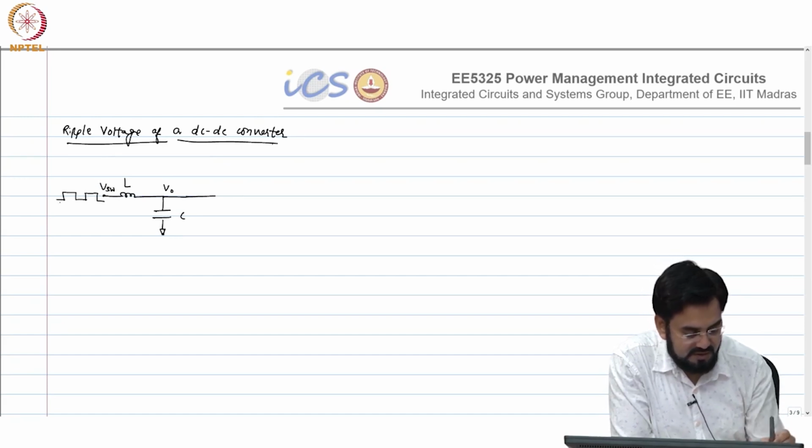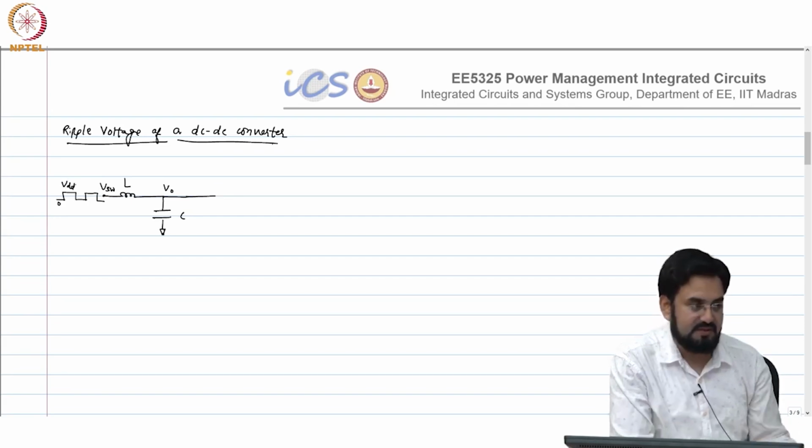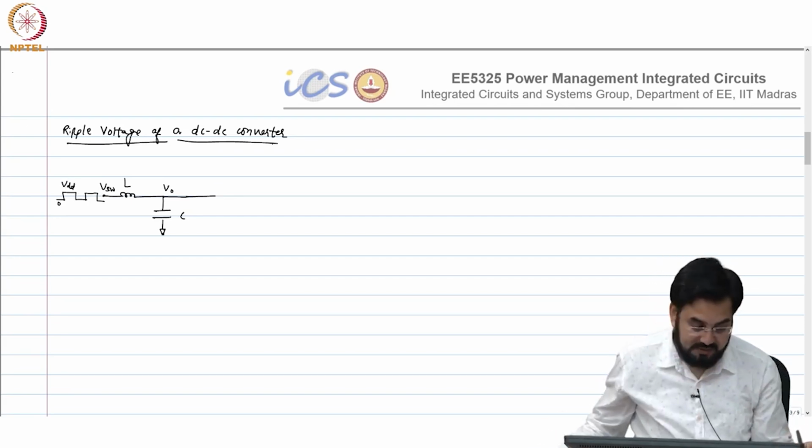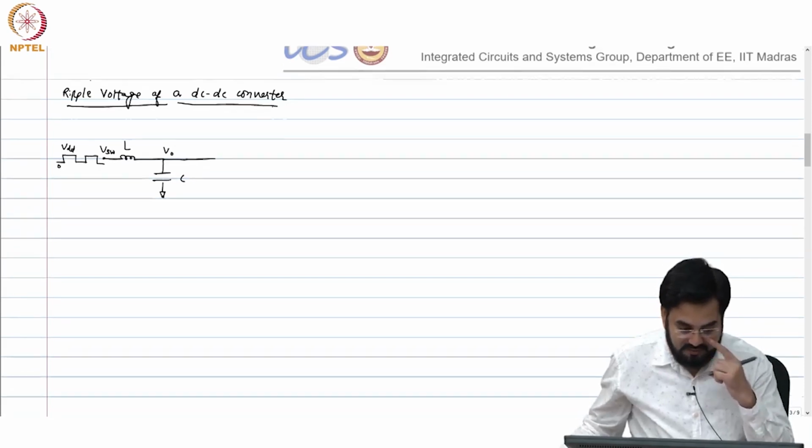So, I am not drawing the switch here. You can assume this VSW is driven by the switch, which goes from 0 to VDD. This is your PWM signal and this is your V out.